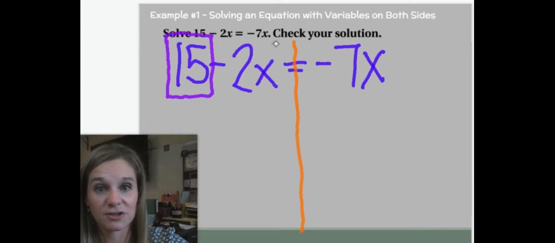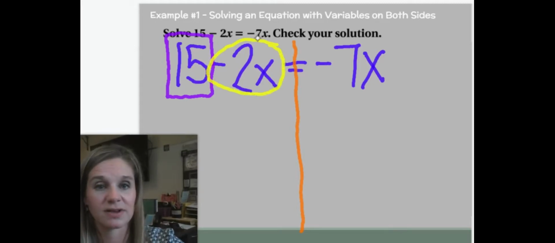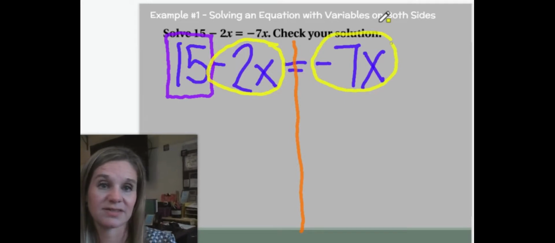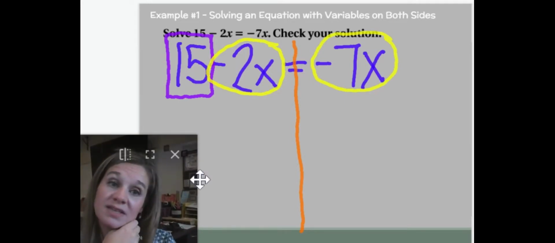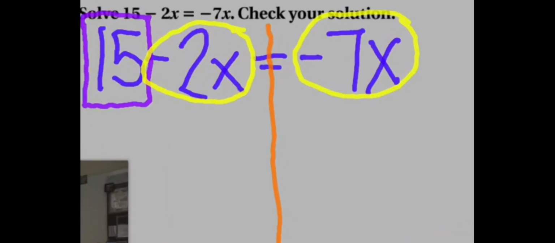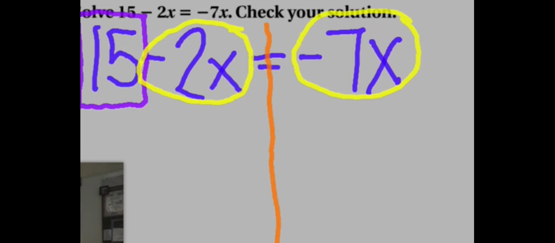So I'm going to give this a different shape and a different color. I'm going to call this negative 2x. I'm going to give that a yellow circle, and I'm going to give the negative 7x a yellow circle because these match and they can actually be combined. Even though they're not on the same side of the equation, we can actually cross one of these over to the other side. So we want to collect all of the variables on one side and leave that 15 over here. So I'm going to cross this one over to this side.